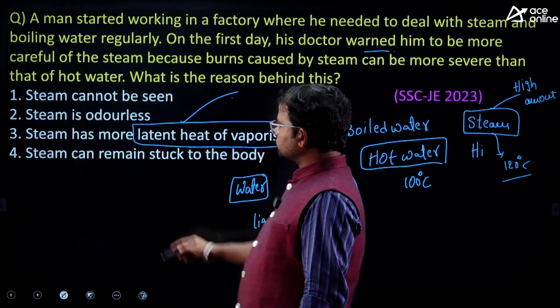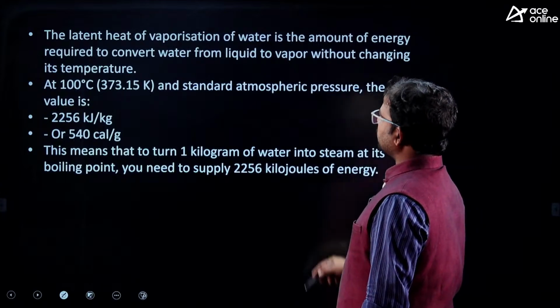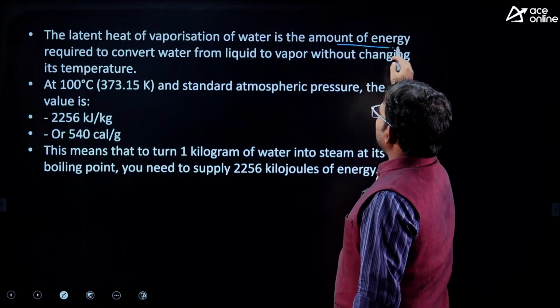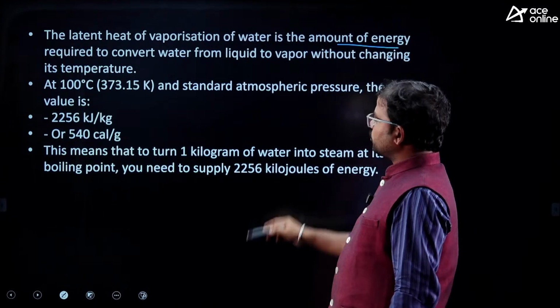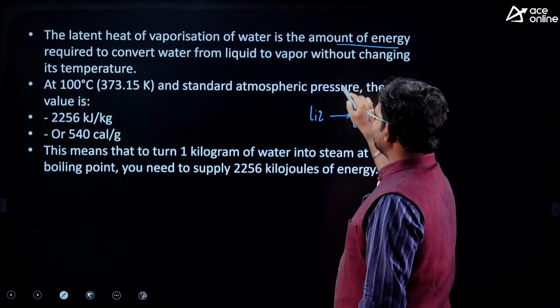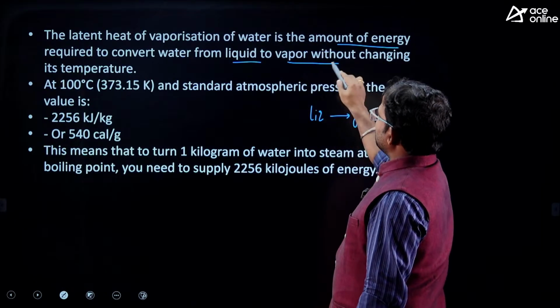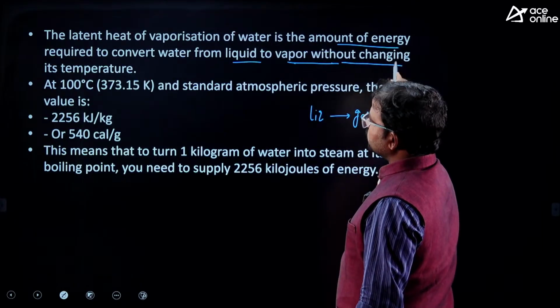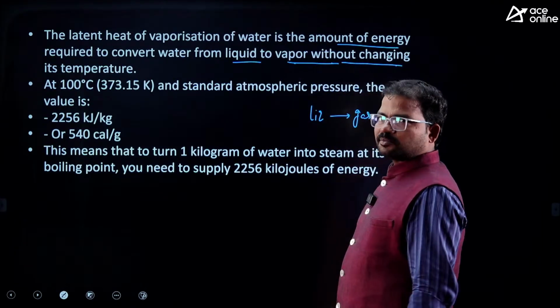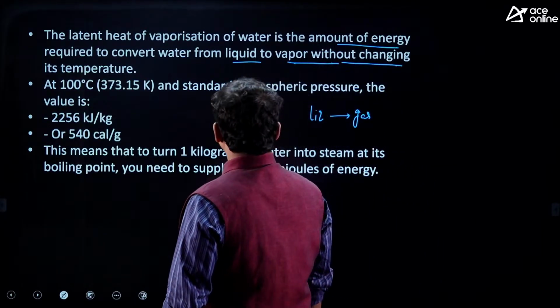So that's why, guys, option 3 is the correct one only. Here is the concept. Latent heat of vaporization means the amount of energy required to convert water from liquid to gas, nothing but vapor, without changing the temperature. That means the temperature should be constant, right? So that is the meaning of this concept, guys.